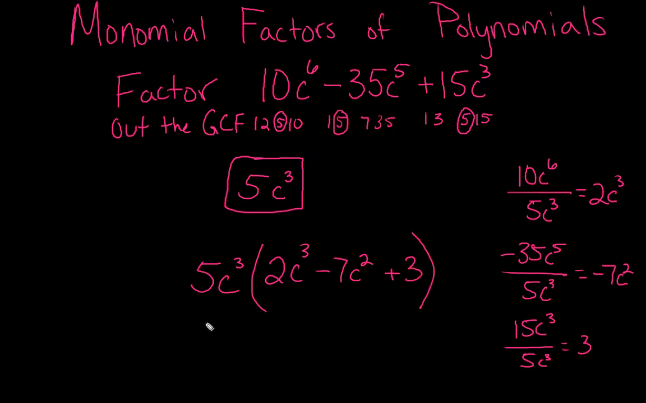So now we have our new expression written out. And this is the factored form of the original polynomial by factoring out the greatest common factor, 5c cubed, from the polynomial. And if you were to distribute this back in, you would get the original polynomial that we had. So I encourage you to give it a shot just to check your answer to see if it's accurate. And that is how you factor out the greatest common factor.